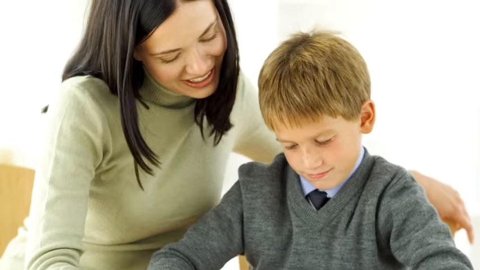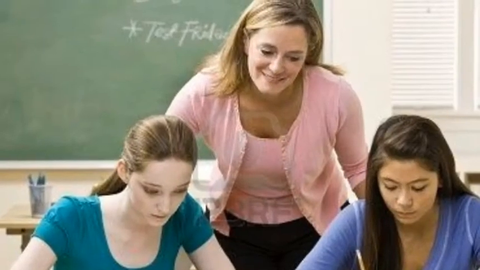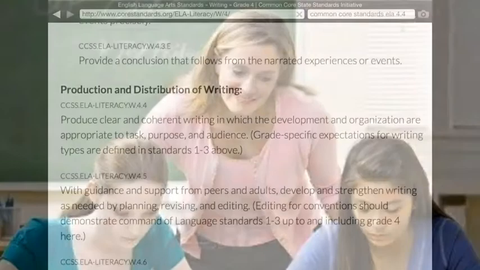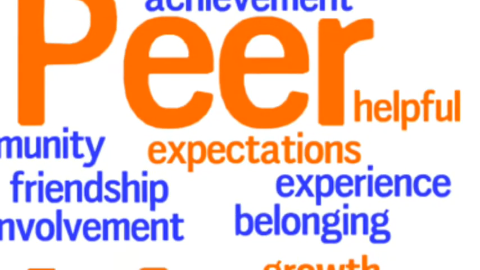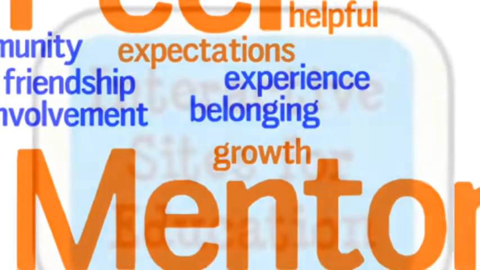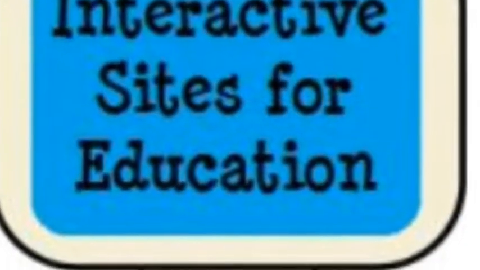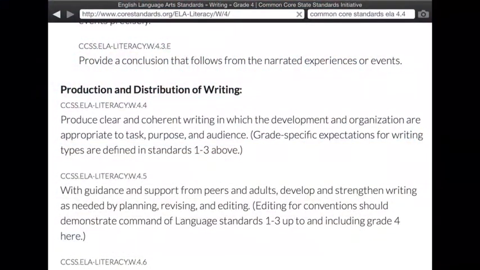With guidance and support from peers and adults, develop and strengthen writing as needed by planning, revising, and editing. With some guidance and support from adults, use technology including the internet to produce and publish writing as well as to interact and collaborate with others. Demonstrate sufficient command of keyboarding skills to type a minimum of 1 page in a single setting.